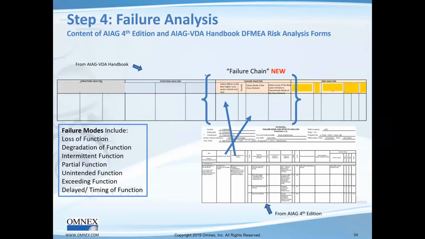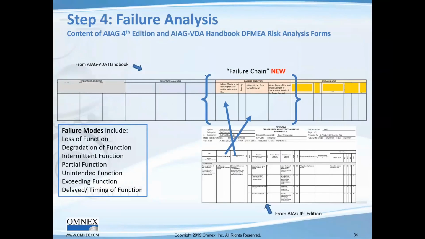All right, what else do you have? You can see, I don't think this is a big deal, but you started with the failure mode in the 4th edition, and in the AIAG VDA the failure mode is in the middle at the focus level, and so there's the switching of the columns of the cause and the effect.